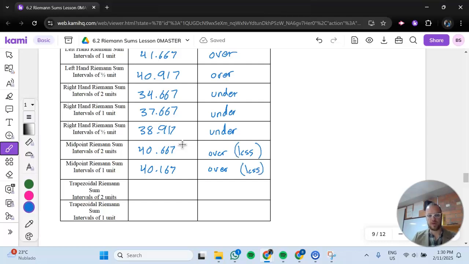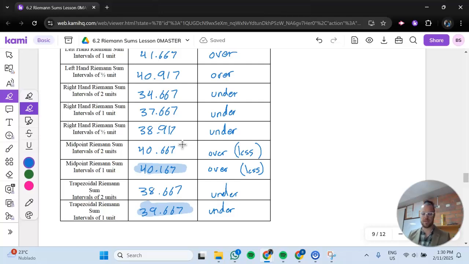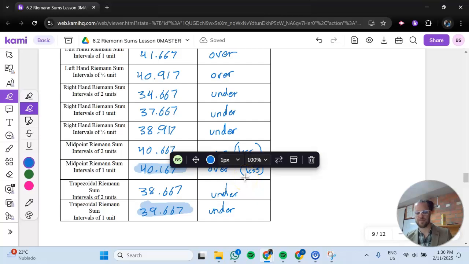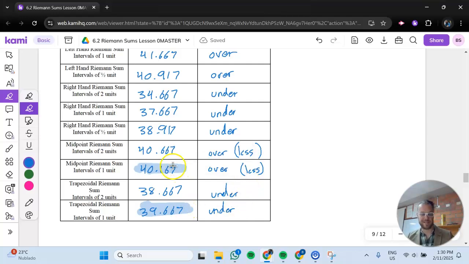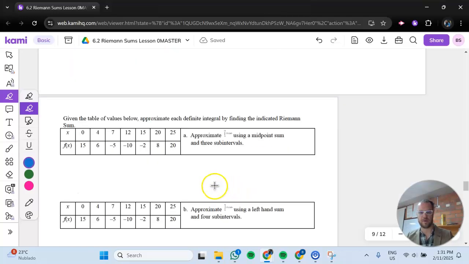All right, then we went to our trapezoids. The trapezoids in this case were under in both cases, as we just mentioned, since they were the most recent. And we got 38.667 and 39.667. So if these are both under, and then we had an overage, the most important ones to us are going to be this one and this one, because that means our actual number is going to be somewhere in between those two. We'll come back to this later and see exactly how close or accurate we actually were with these.